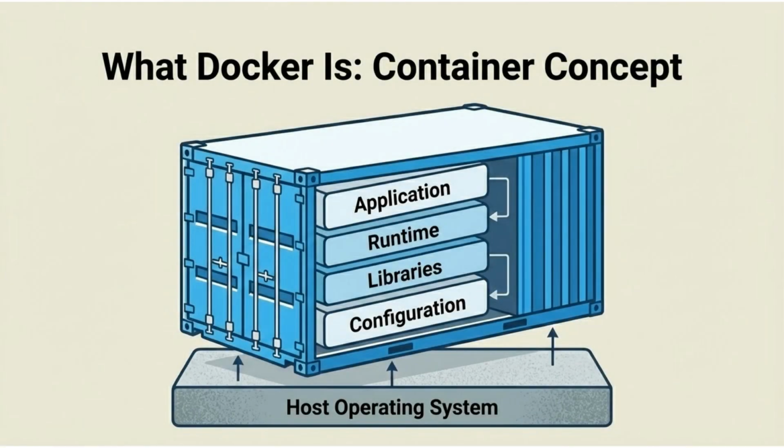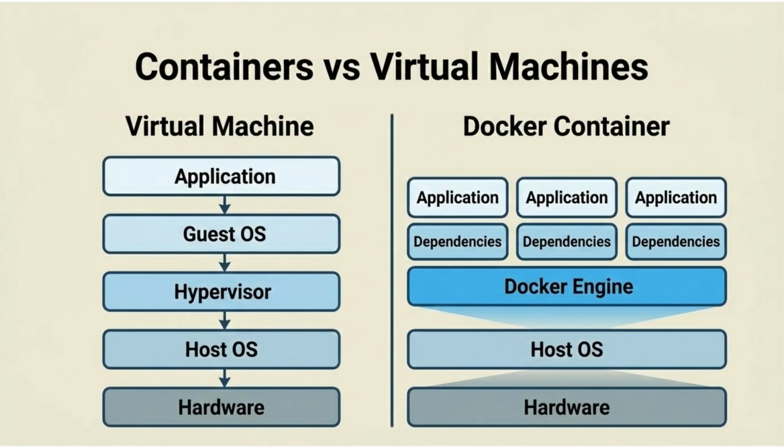So Docker is a containerization platform. Containerization means packing an application together with everything it needs to run. Inside a Docker container, we include the application code, the runtime required, the libraries, and even the configuration. All of these are bundled into an isolated unit, and it is called a container. Because everything is packed together, the application behaves the same way everywhere, whether it's on your own laptop, on a server, or in the cloud. The environment remains consistent.